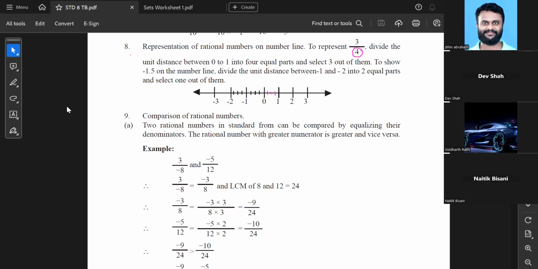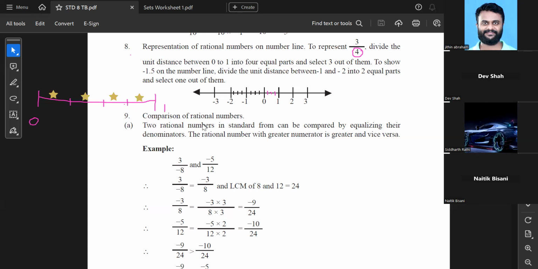So wait, I'll draw another number line. Let me make it a little bigger. Let me say this is 0, this is 1. So I have to divide the whole thing into 4 parts. If I am to divide this into 4 parts, I'll make only 3 partitions, because with 3 partitions, 4 parts automatically form. Let's say this is one part, second part, third part, fourth part.